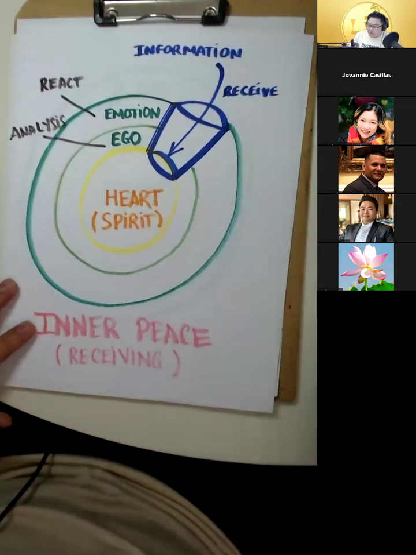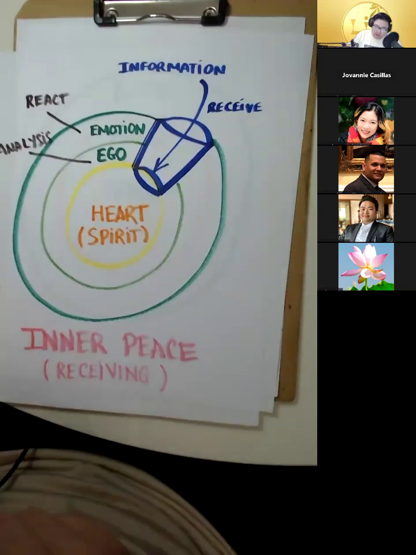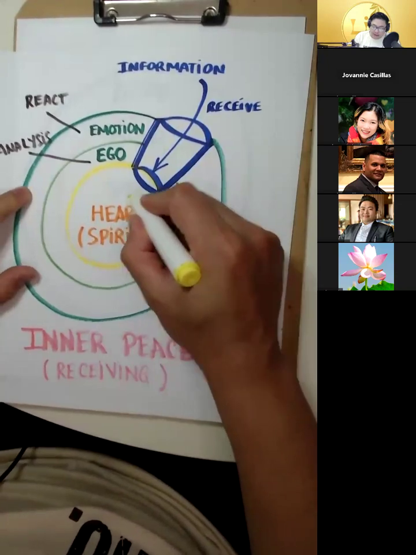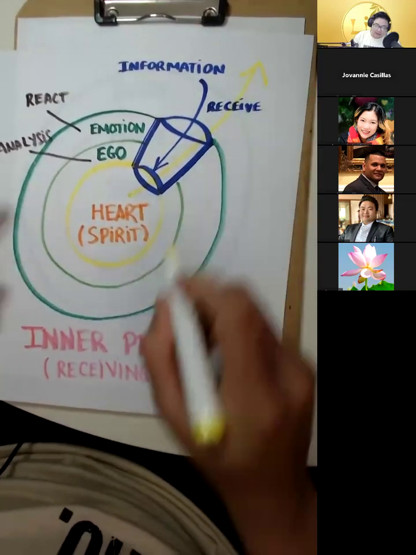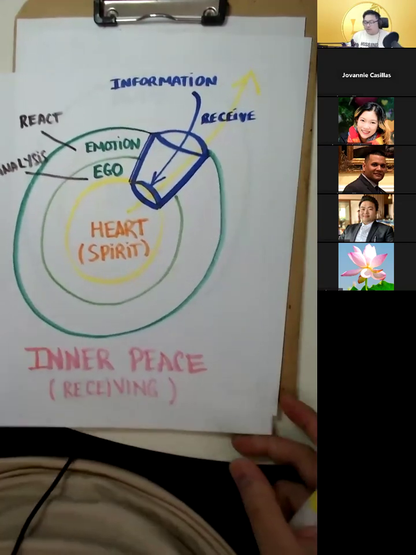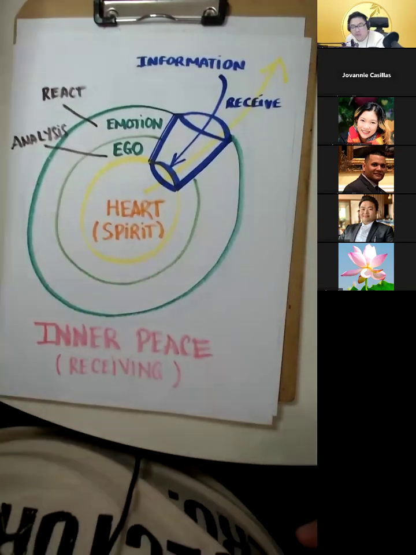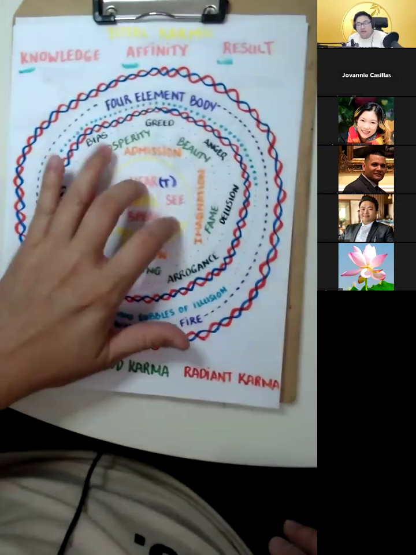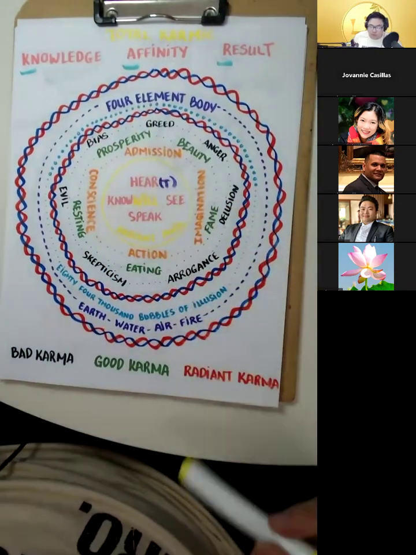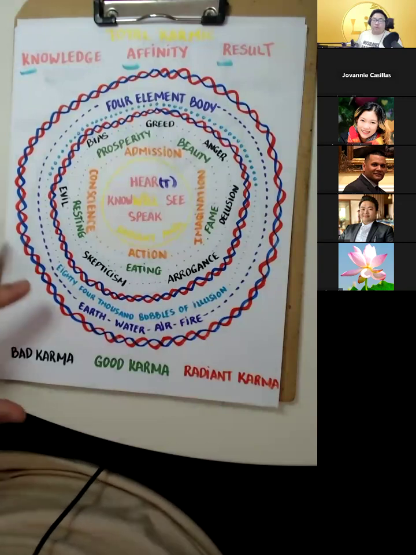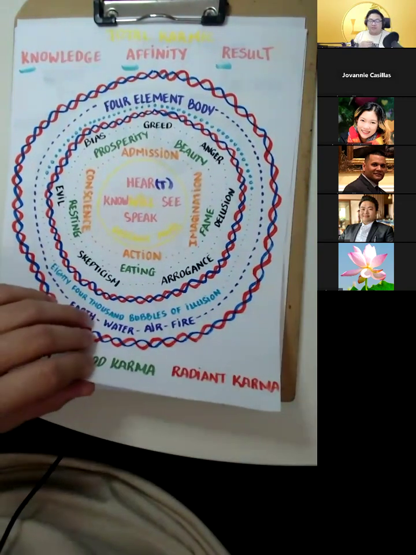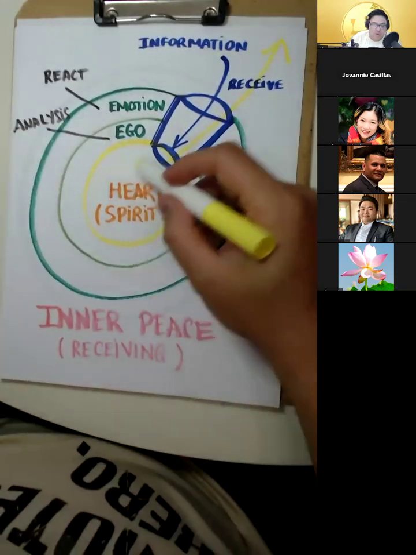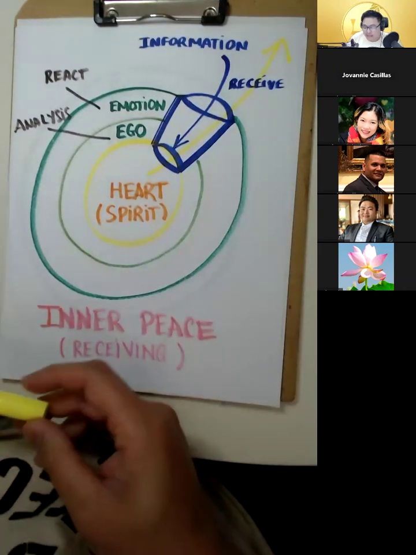The beautiful thing about this is when you let the information into the heart, it is also about letting the heart out, expressing it. And to my understanding, this is why the innermost layer is called the will to hear, the will to see, the will to speak, and the will to know. Because your higher self, your inner self, always has the desire to hear, to speak, to see, and to know.